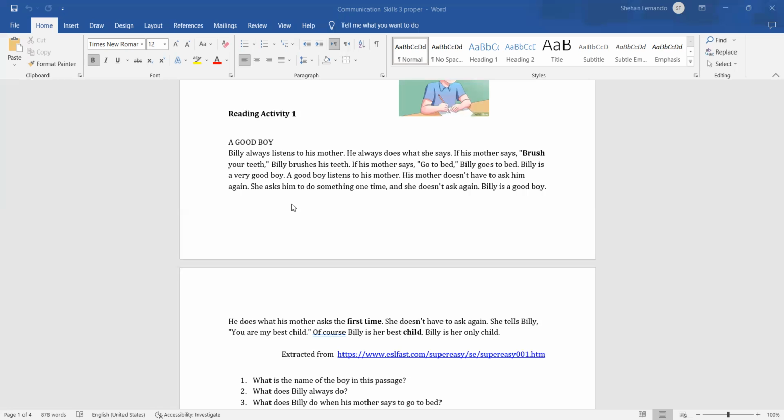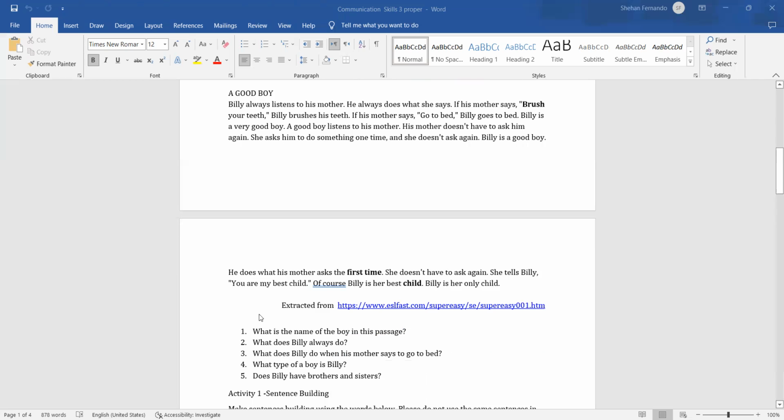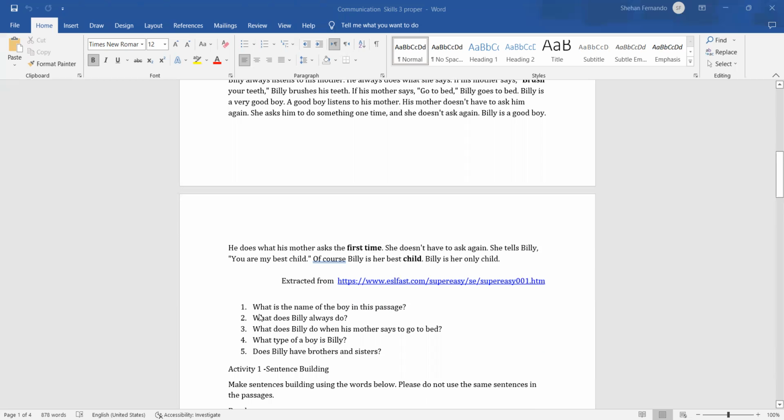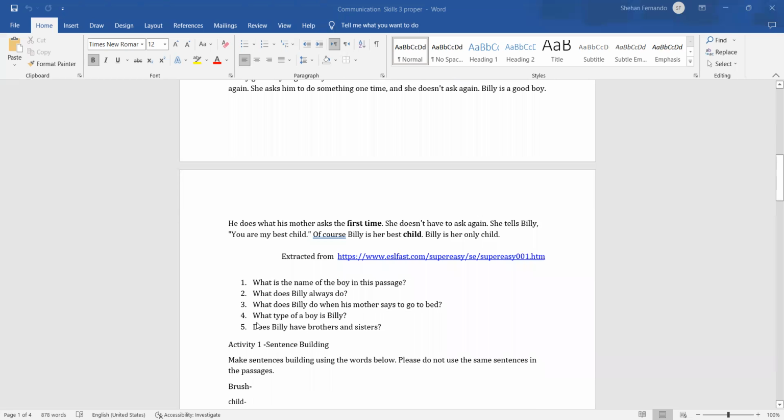I have brought out some questions. Now read through this passage. There are some questions and also an activity on sentence building. Can you please do it quickly? I will give you 10 minutes. When you have finished, please raise your hand.